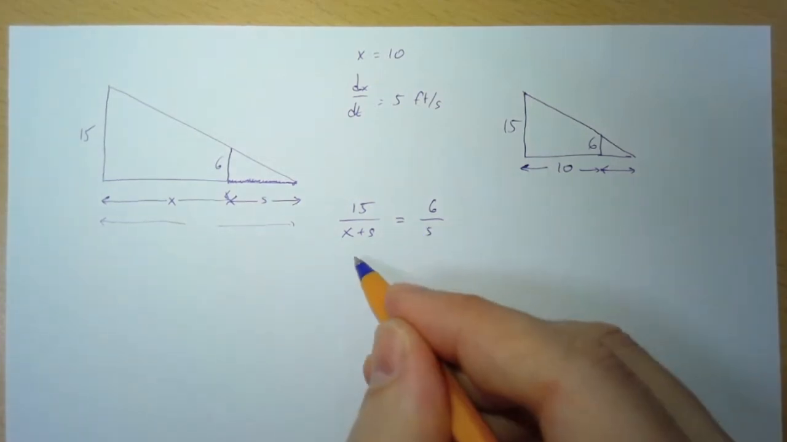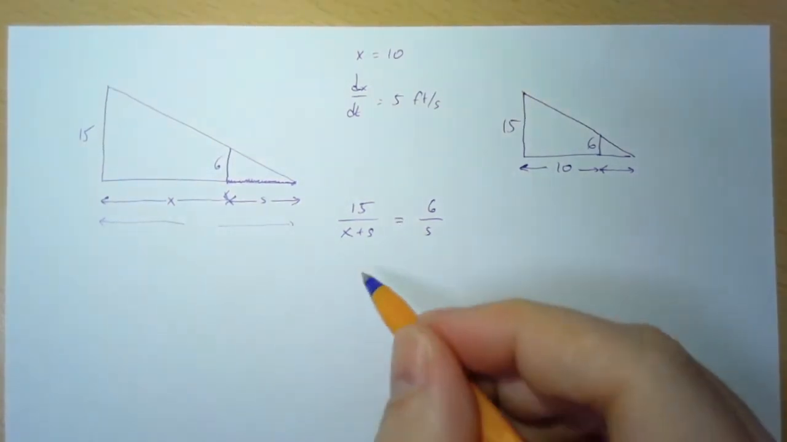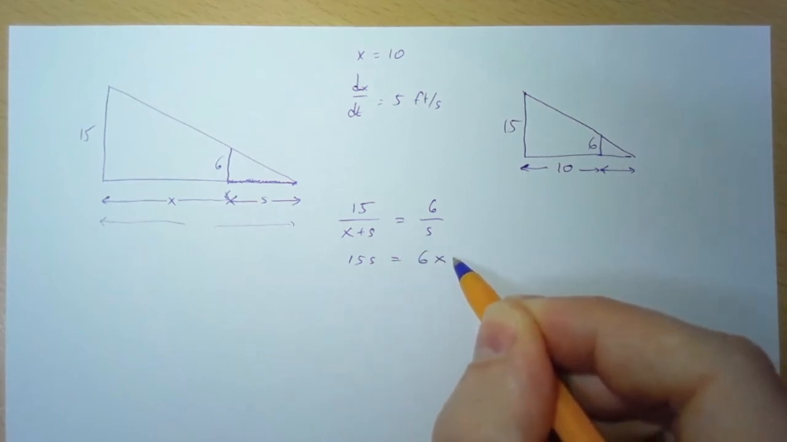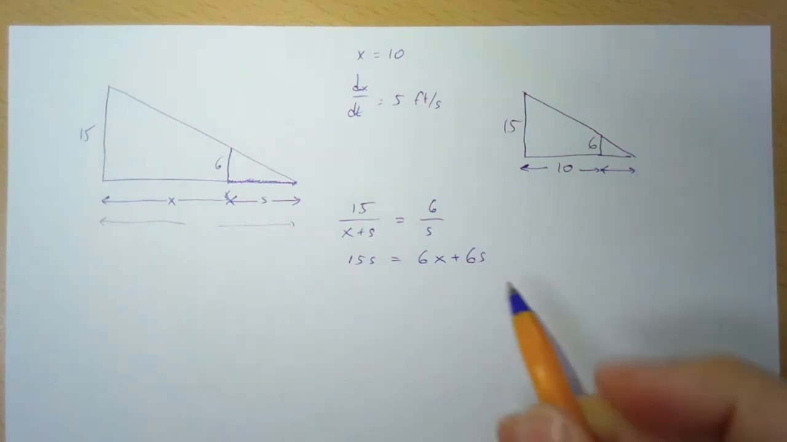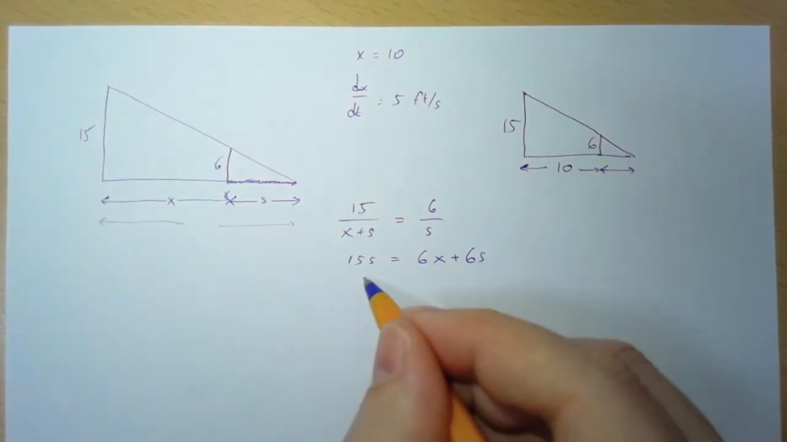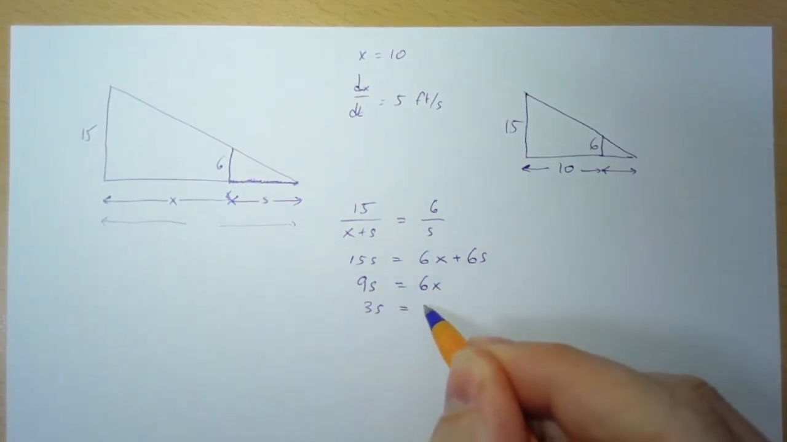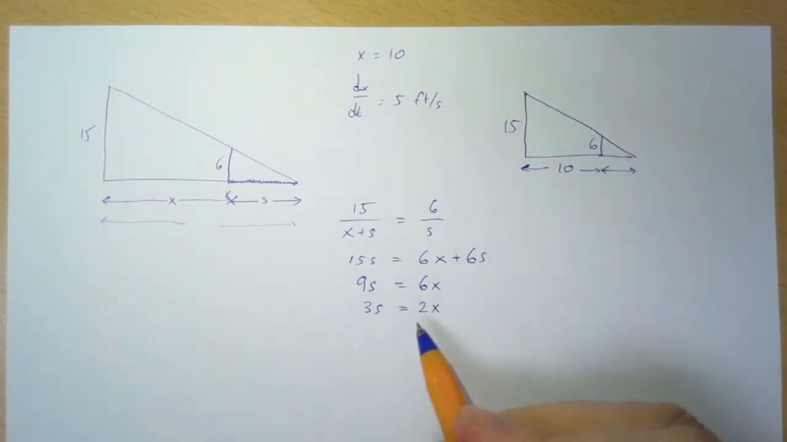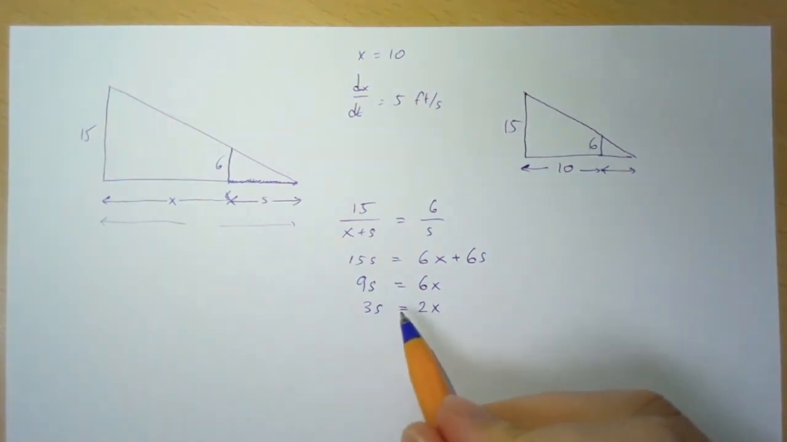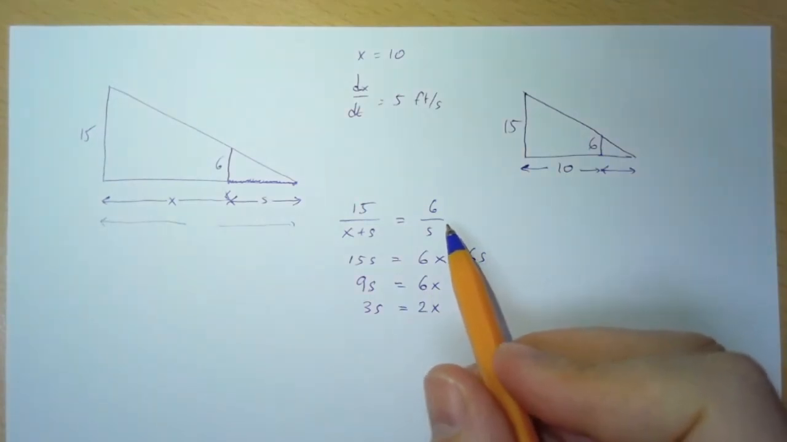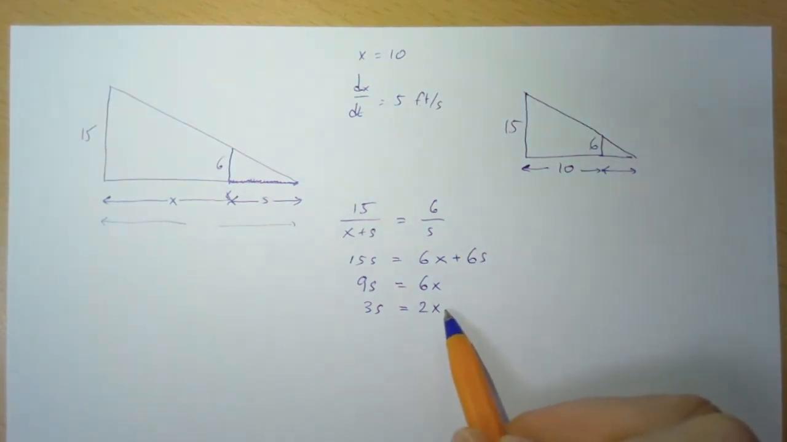Nothing prevents me from making this a little bit easier by cross-multiplying. 15s equals 6 times x plus s, so 6x plus 6s. And then I can subtract this 6s, and I get 9s equals 6x. I can divide by 3, 3s equals 2x. This is so much easier to differentiate, right? So you can do it here. Maybe you would do it if it's your first attempt at this question, but actually simplifying the algebra before entering into the calculus world is really, really wise.